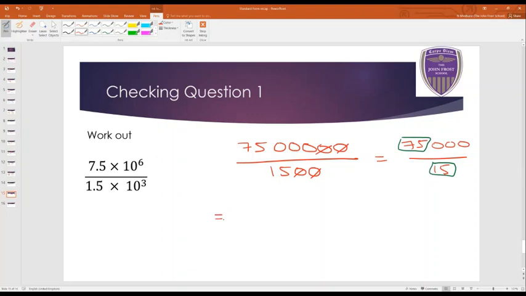75 divided by 15 is 5. So this answer would be 5 with 3 zeros on the end, which is 5,000, isn't it? So to write that in standard form, it's 5 times 10 to the power of 3. So you should still write the numbers out in normal form, as a fraction, and then just think about cancelling as many zeros off top and bottom as you can. Then just look at the normal whole numbers, the numbers that are not zeros, do the dividing, add the zeros back on, and change it into standard form.